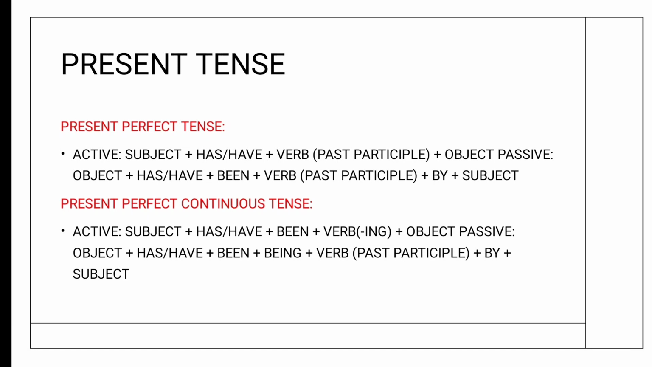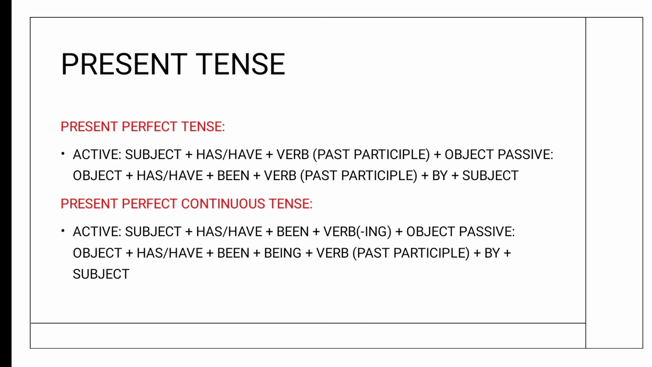V3 form of the verb plus, and definitely we have to add by, plus the subject will come into the object place. So: object plus has or have plus been plus the verb in the V3 form plus by plus subject. So this is all about present perfect tense.